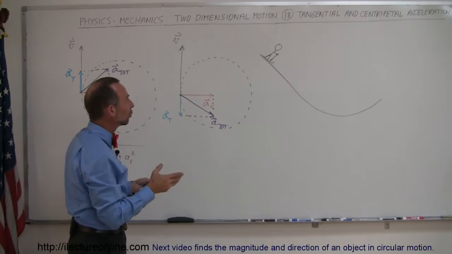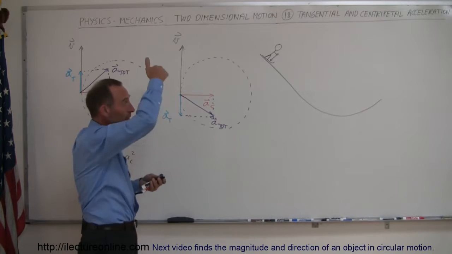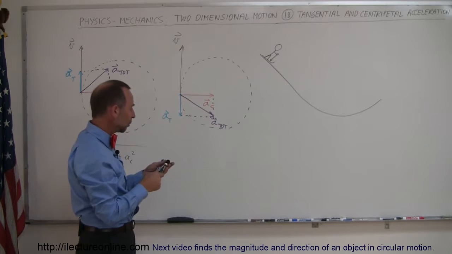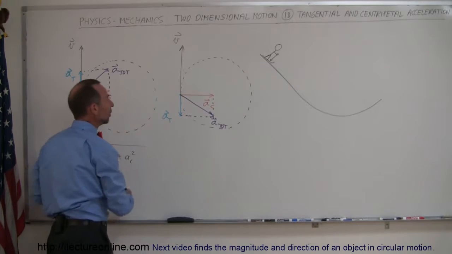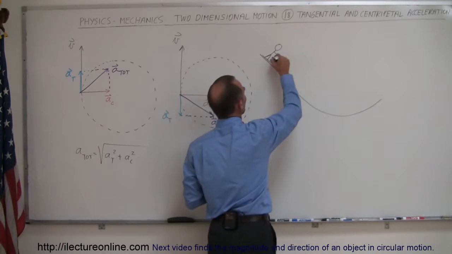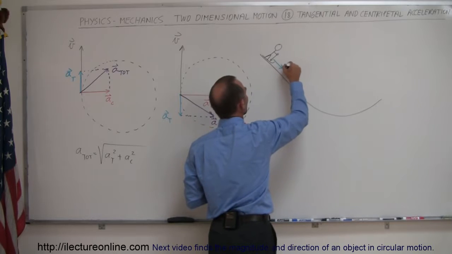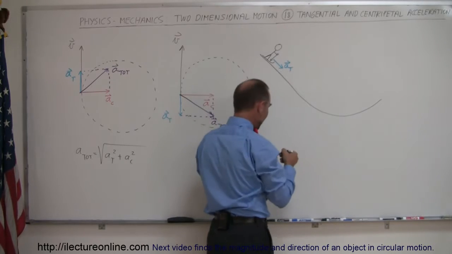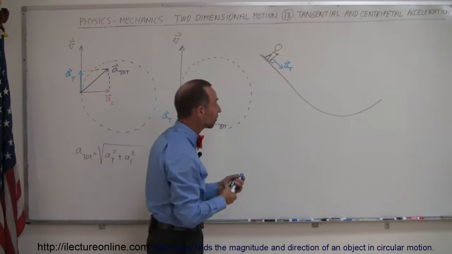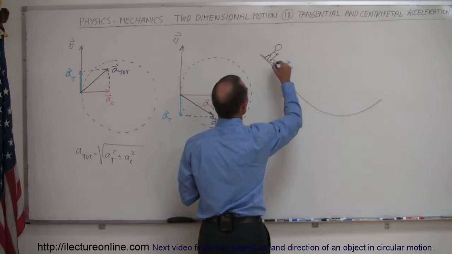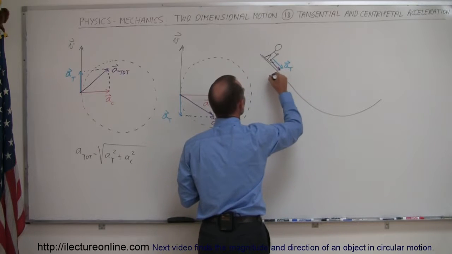Well, in this case, there would not be any centripetal acceleration because the path is straight. So there only would be tangential acceleration. So there would only be acceleration in this direction, which also would be therefore the total acceleration in this case. So you can say that would be the same as the total acceleration. So that would be a total, nothing changes there.